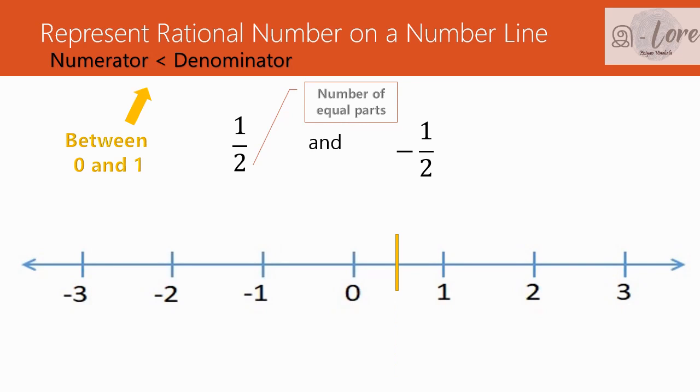But what will the numerator tell us? It tells the number of parts, starting from 0. The numerator is 1, so we have to move one part from 0. So the point will be 1 by 2.